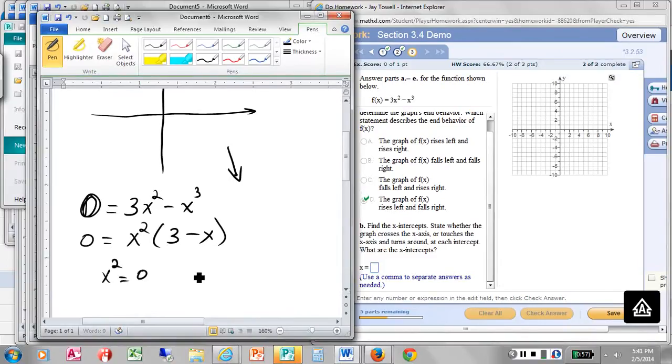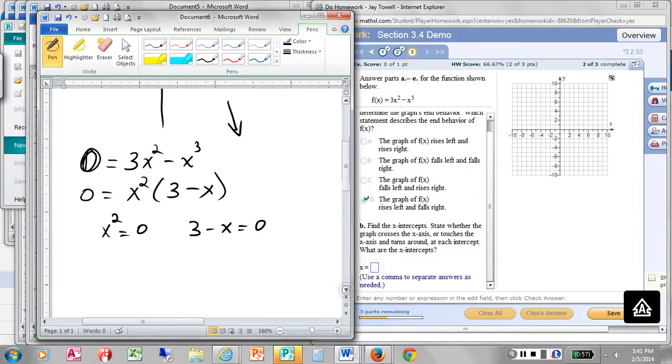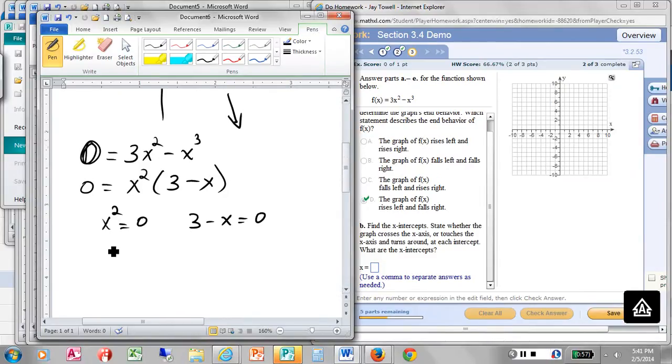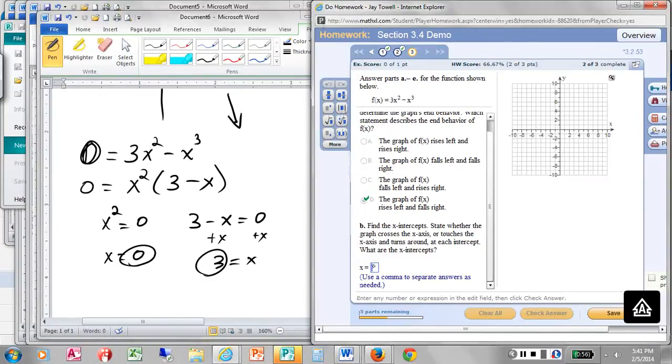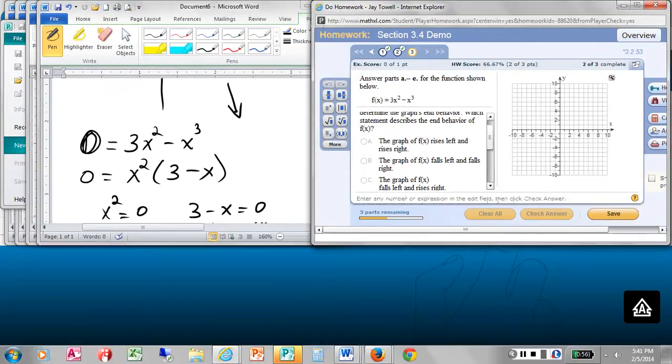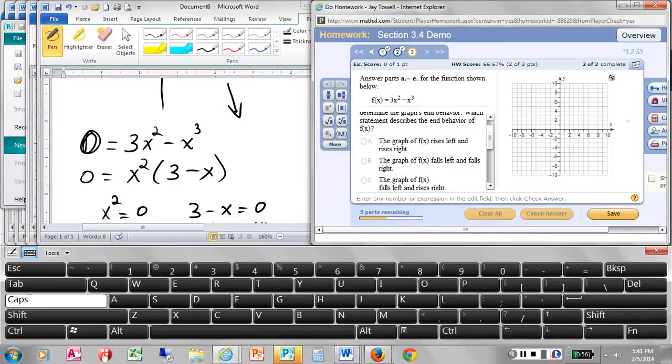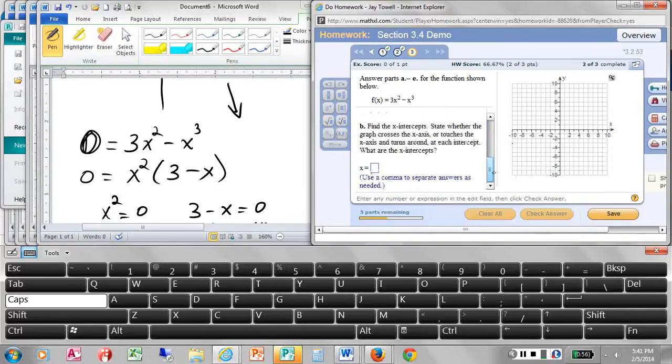So that means x squared equals 0, or 3 minus x equals 0. Solve those two. X squared equals 0, square root both sides, we've got x equals 0, x-intercept. And then here, if we just add x to both sides, we get 3 equals x. So that's my x-intercepts right there, 0 and 3. X equals 0, and comma, x equals 3.